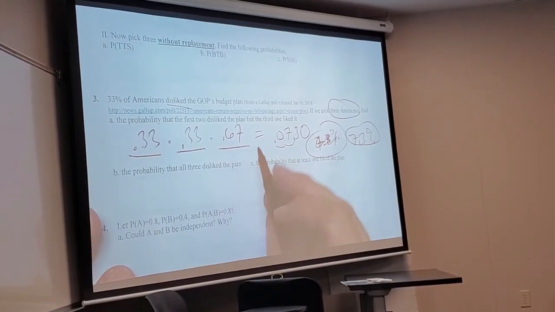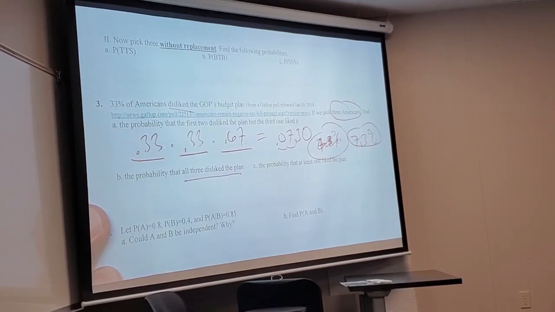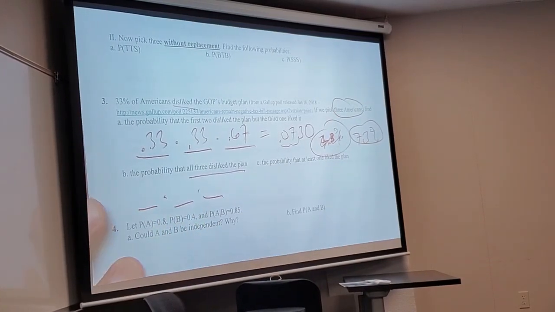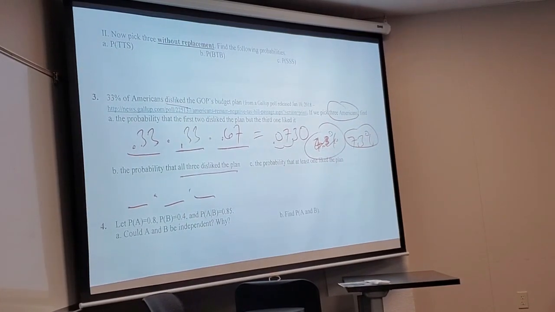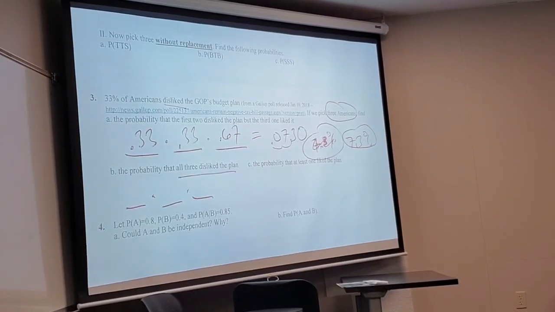So look at part B. All 3 dislike the plan. What would that look like? I still got 3 people. I'm going to do 3 little hangman spots, like I'm playing the game Hangman, connected by times, because it's "and," correct?